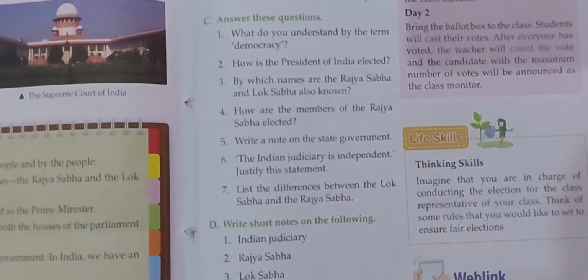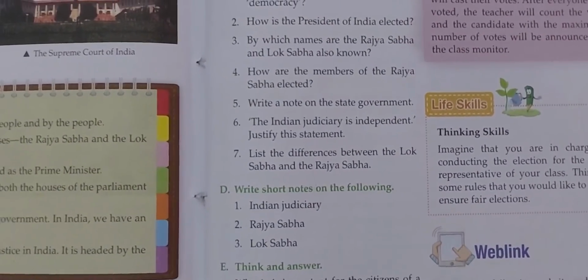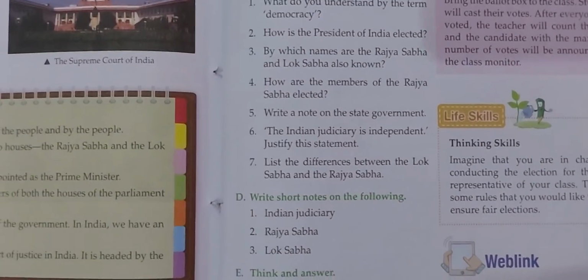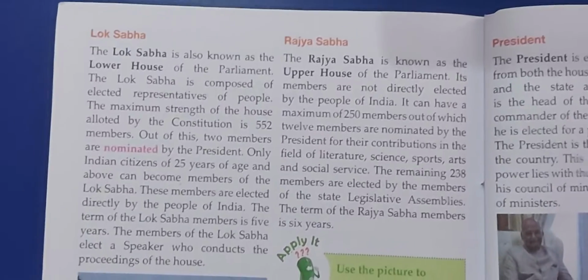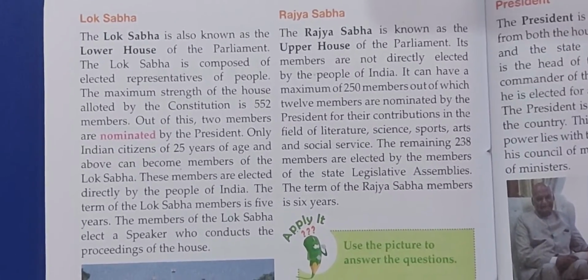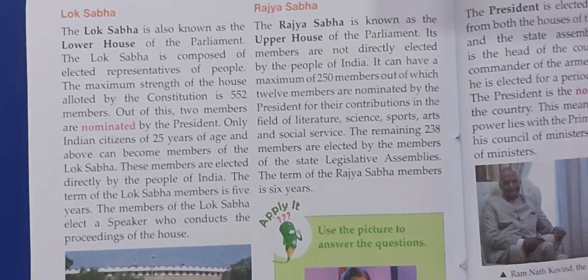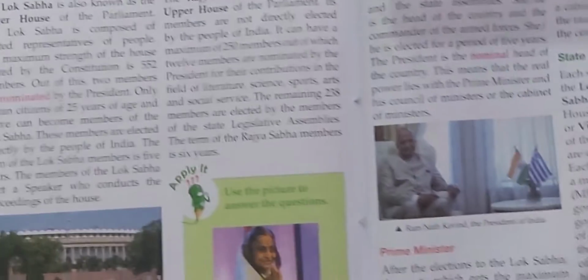Then we have question number 3. By which names are Rajya Sabha and Lok Sabha also known? So what are the other names for these two houses? For this you can go to page number 116. There you can see the other names, lower house and upper house. These names are provided to Lok Sabha and Rajya Sabha.